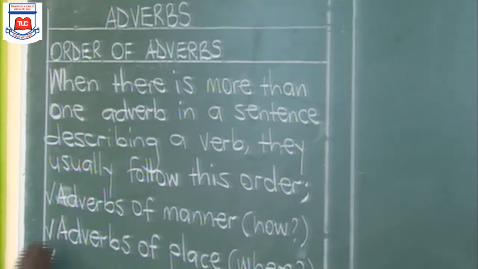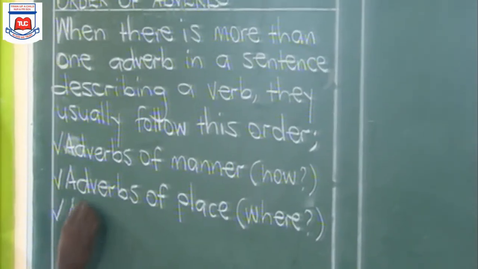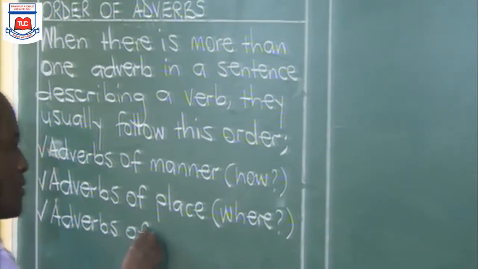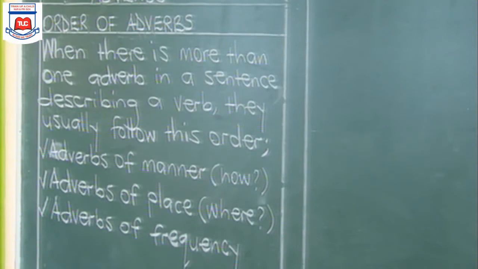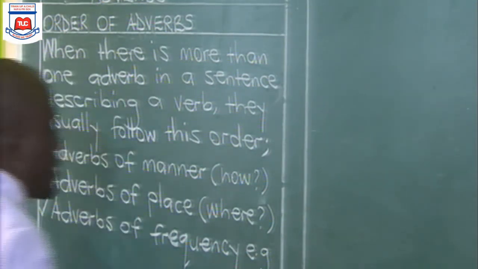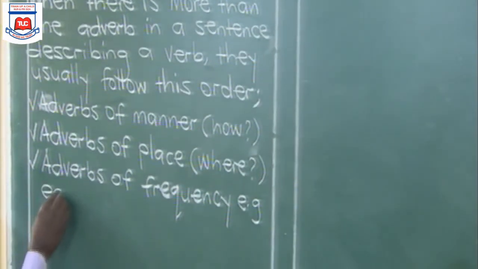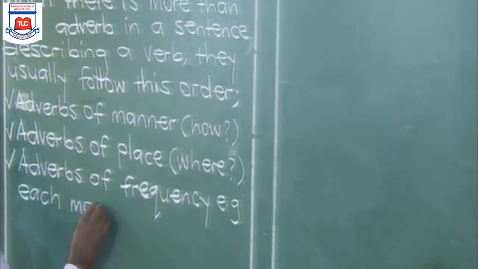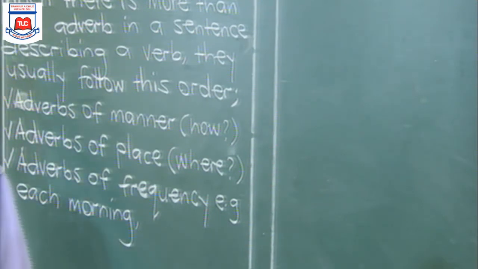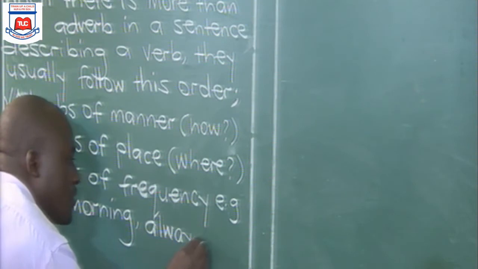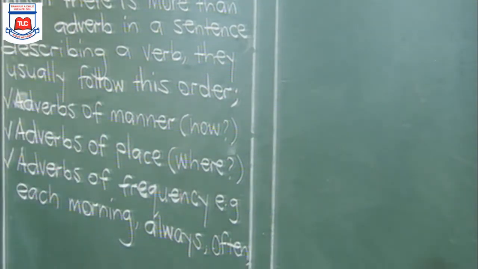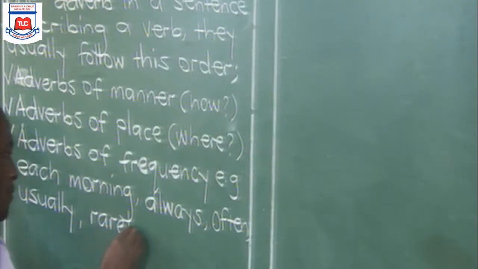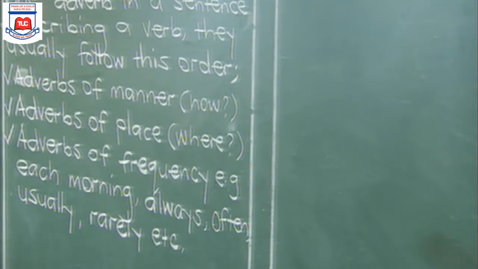Then 3, we have adverbs of frequency. Those come next. What are the examples of adverbs of frequency? We have each morning, each afternoon, each evening. Then we have always, often, usually, rarely, etc. These are examples of adverbs of frequency.